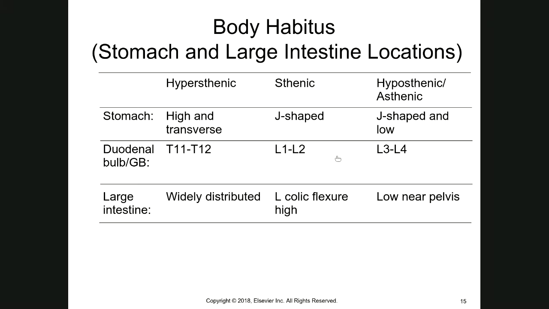So hypersthenic, we said stomach sits high and transverse. The duodenal bulb and the gallbladder are at about the level of T11, T12, and the large intestine is widely distributed from side to side versus a sthenic and a hyposthenic. Sthenic patients have a J-shaped stomach, whereas a hypo or asthenic has a significant J shape to it. And then you can see where a hypersthenic sits at T11, T12, a sthenic patient is roughly L1, L2, and hyposthenic, it drops to L3, L4. And the large intestine is much lower in that type of patient.